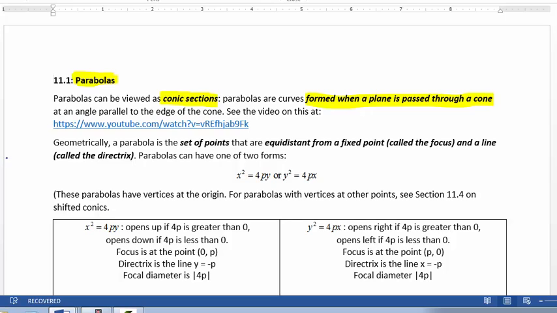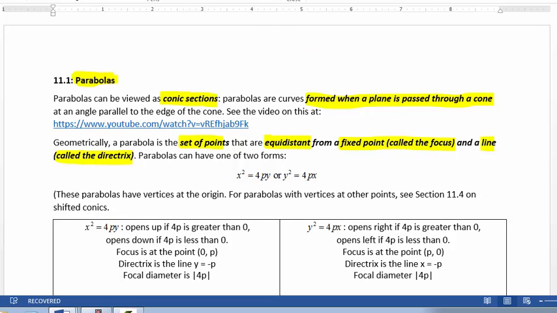So you form a parabola by passing a plane through a cone at an angle parallel to one of the edges of the cone. And then geometrically, and this is really where the equations come from, a parabola is just the set of all points that are equidistant, the same distance, from a fixed point, called the focus, and a line, called the directrix. So there's a little bit of terminology here that you haven't seen before. Focus and directrix, right? The parabola is all points equidistant from a fixed point, which is the focus, and a line, which is called the directrix.